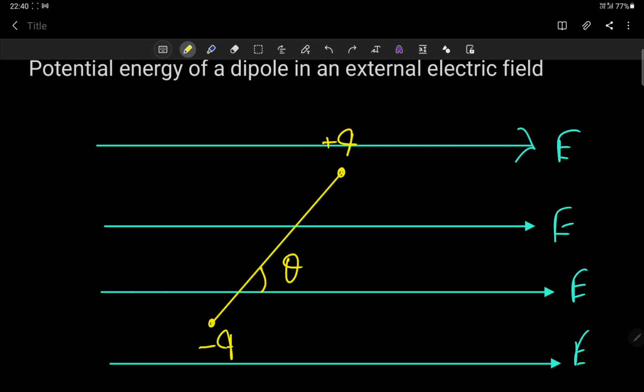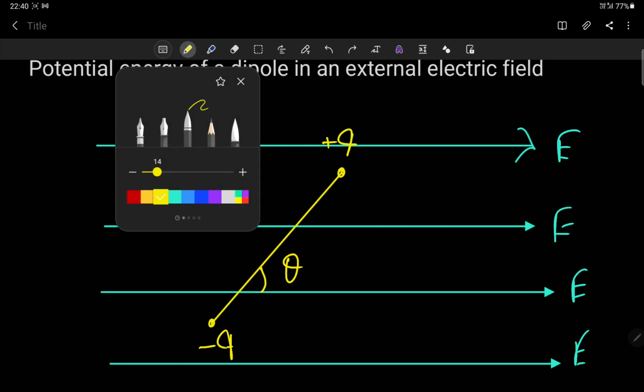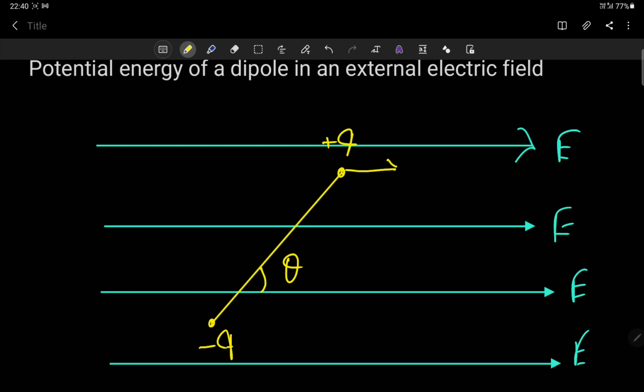Now you know that a positive charge experiences a force in the direction of the electric field. So this positive charge will experience a force in this direction, right side. And this negative charge will experience a force in the opposite direction, F and F, and these two forces will be equal and opposite. Why? Because this electric field is uniform. So that's why the force is also uniform.